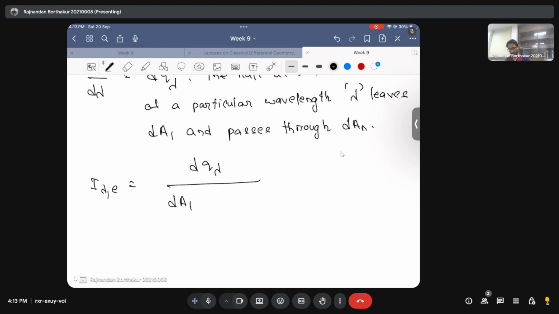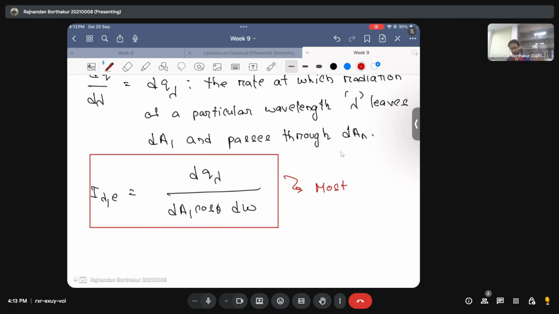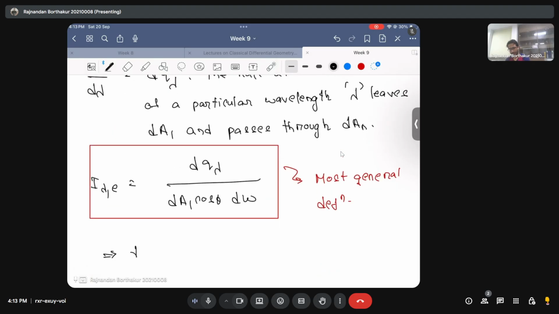divided by dA1 cos theta times d omega. So that's the definition. This is the most general definition of the intensity of emitted radiation. In other words, you can write this dq lambda, which is the rate at which radiation is emitted, as the spectral intensity of emitted radiation times dA1 cos theta d omega.